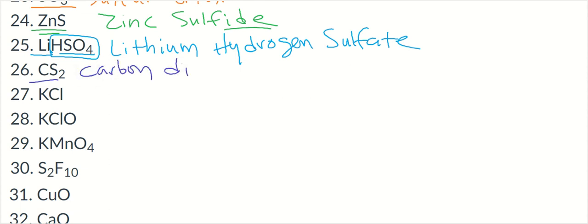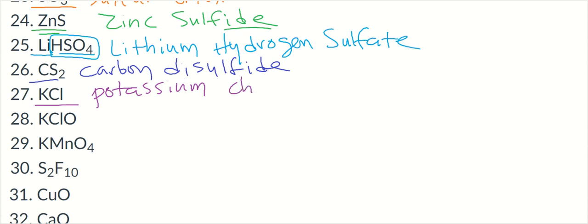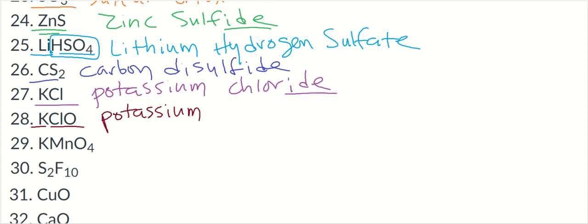Carbon, let's use that prefix, disulfide, classic ionic compound. Potassium chloride, IDE. All right, metal, anion, cation, anion. All right, potassium. ClO minus is hypochlorite. That's the fewest oxygen on these halogen polyatomic ions, so it's hypochlorite.